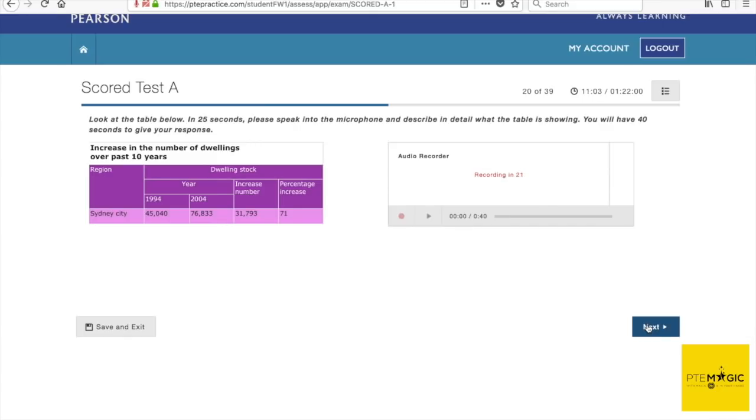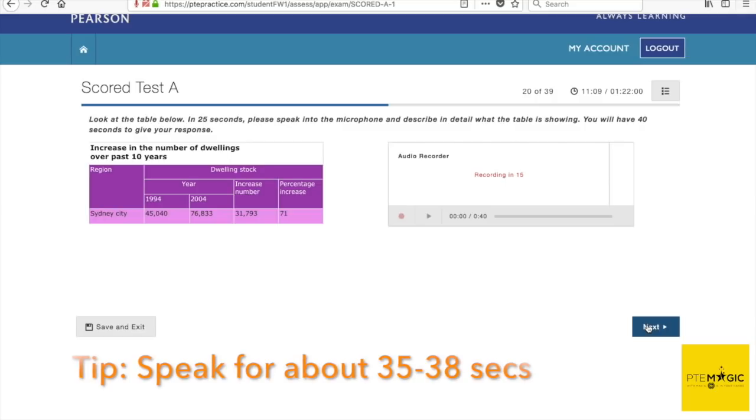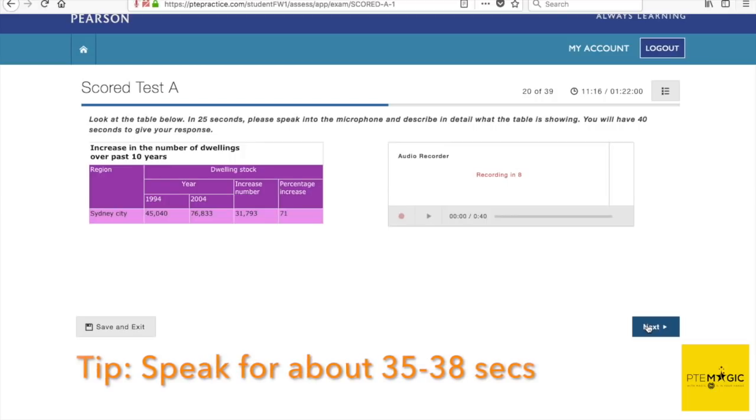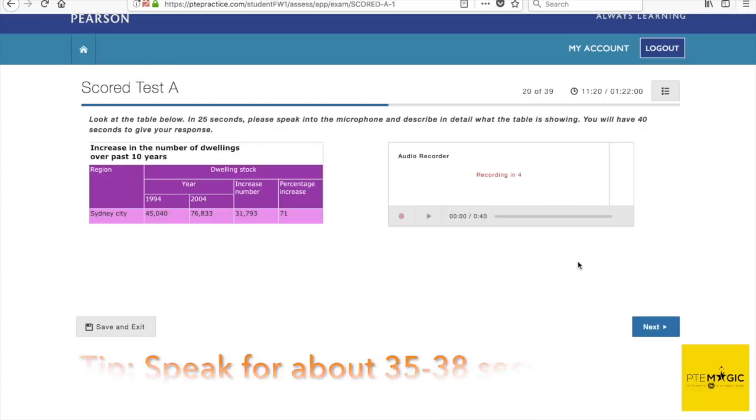So another thing is you should speak for around 35 to 38 seconds. If you can manage to reach 40 seconds, it will be perfect, but it's really hard to not let the time cut your speech, so just be careful, okay? Be mindful about it.